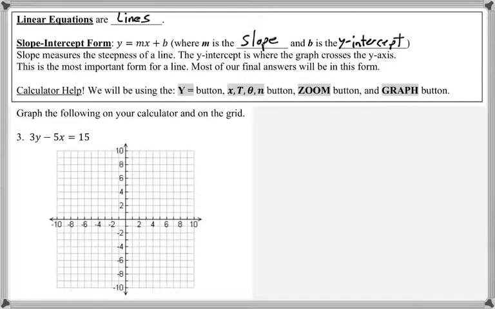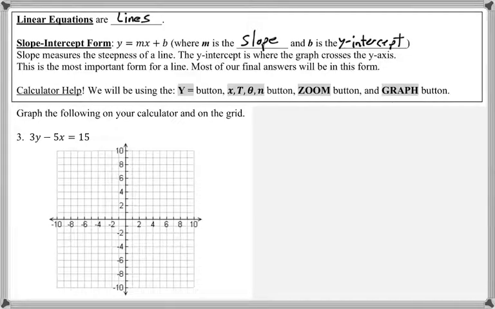Now, in this section, we're actually going to be using the calculator to graph our lines. So we're not going to be plotting points. We can actually just use the calculator. But to use the calculator, we still need to get it into this form. And we're going to be using a lot of different buttons. So the y equals button, the variable button, which is xt, theta, and n, the zoom button, and then the graph button.